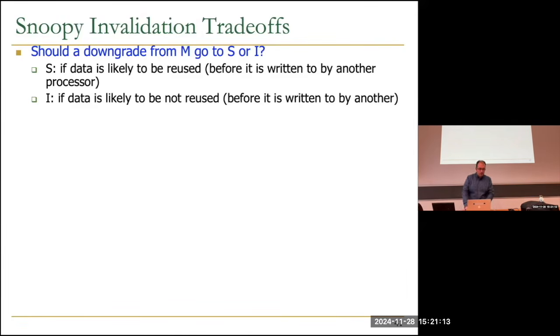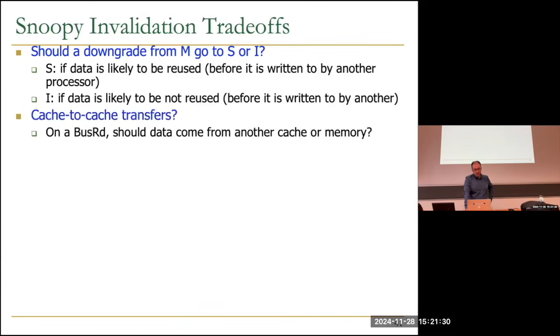It depends. Shared makes sense if data is likely to be reused before it is written by another processor. And invalid if data is likely to not be reused before it is written by another. So again, it depends. You can think of some intelligent techniques that decide, but those can also complicate things even more.